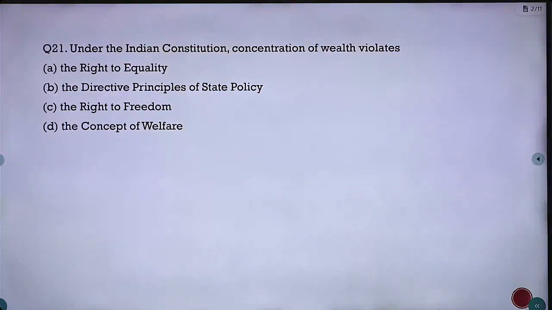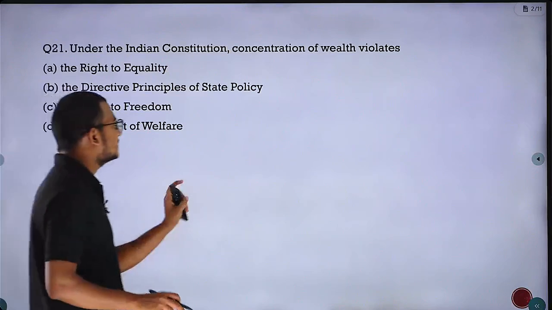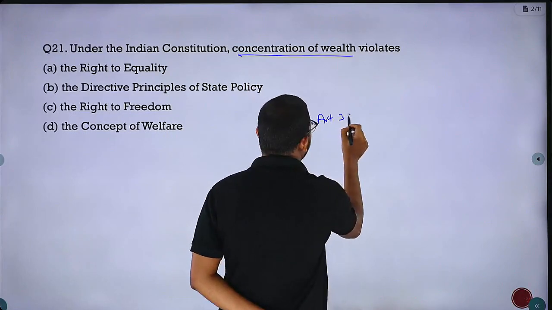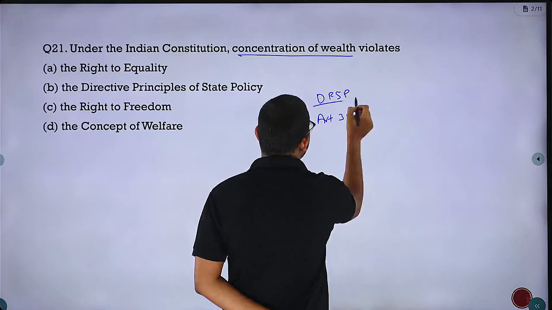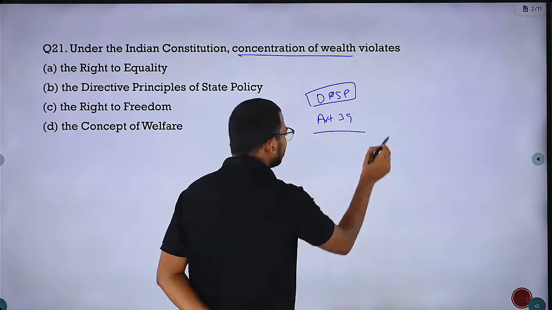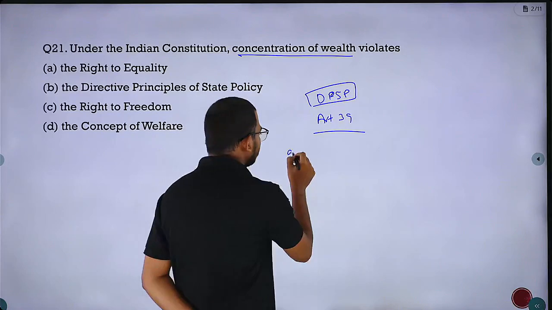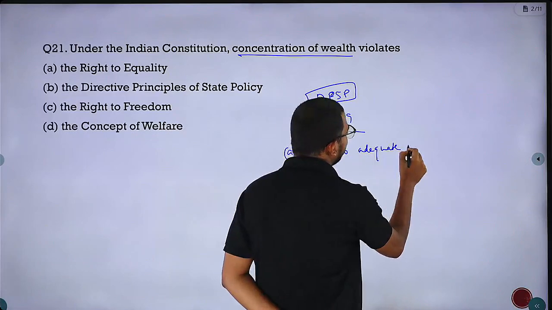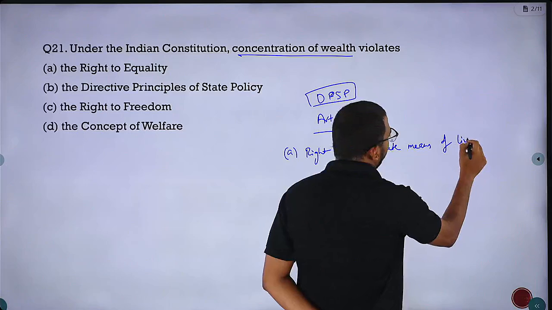Under the Indian Constitution, concentration of wealth violates: right to equality, the directive principle of state policies, the right to freedom, or the concept of welfare. See, actually, concentration of wealth comes under Article 39, which is in the DPSPs, Directive Principles of State Policies. In this Article 39, we have 6 clauses. The first clause is the right to adequate means of livelihood.